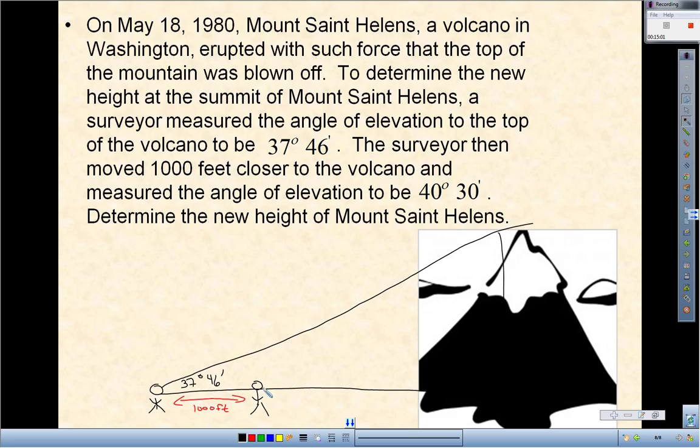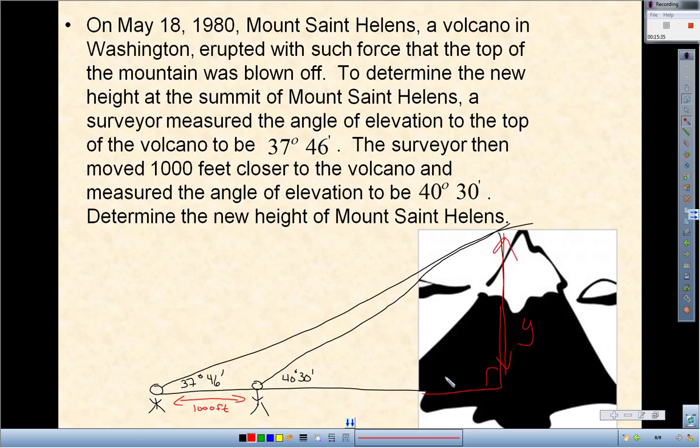and now he looks back up at the mountain. So notice it's at a different, let me draw that better. Notice that it's a different angle, and this is 40 degrees, 30 minutes. Now, the mountain hasn't moved, he's moved, and so his angle of elevation towards the summit has changed. It's actually gotten steeper. Now, if you notice, this is a right triangle because there's my right angle. You notice you've got two triangles here. It says determine the new height of Mount St. Helens. So it wants to know what this value is.